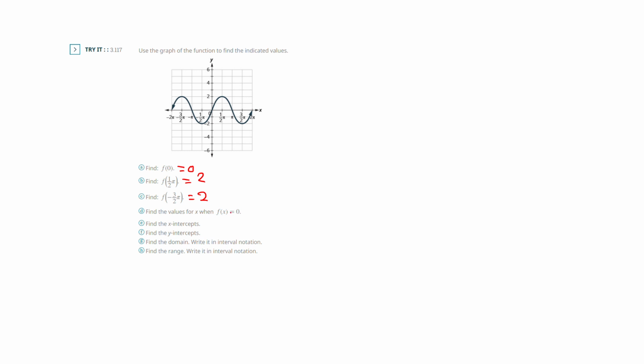Once again, these are synonyms. X-intercepts, and when do you have a y value equal to 0? Same thing. But give me these as points here because they're asking for the intercepts. (-2 pi, 0), (-pi, 0). You keep going, every place where I'm hitting the x-axis.